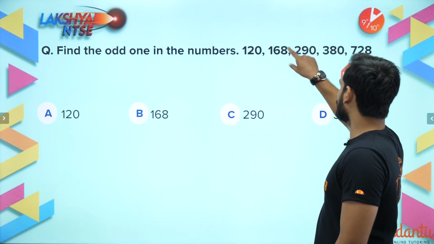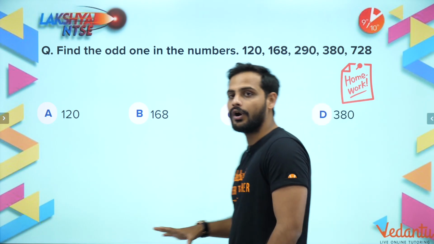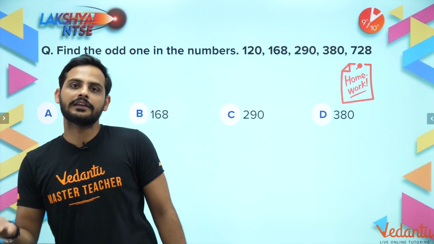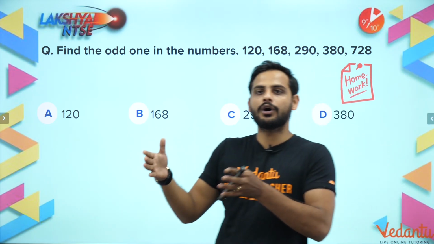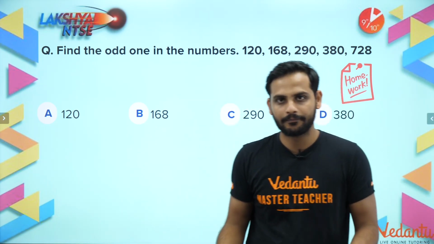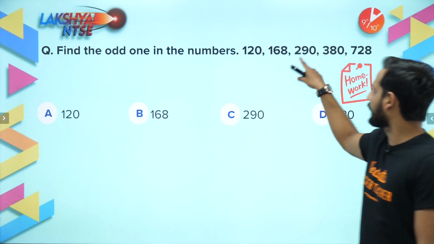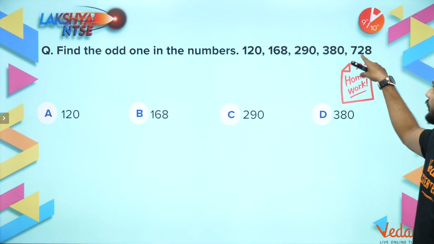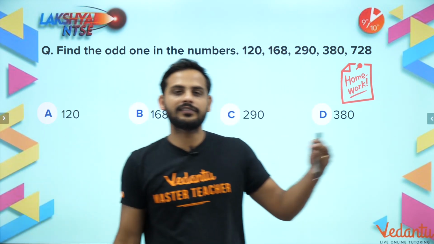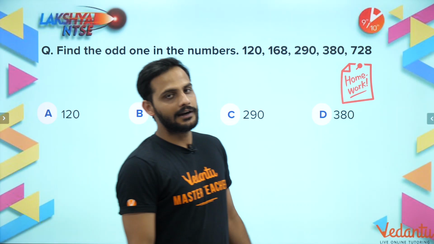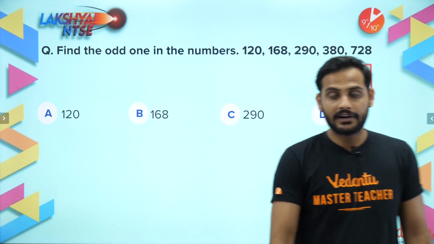So 120, 168, 290 and 728, all four are either one more or one less than a perfect square, right? 121, 169, 289 and 729. But 380 is not plus 1 or minus 1. 379 and 381 both are not perfect squares. Okay, so that is why D is the correct answer.